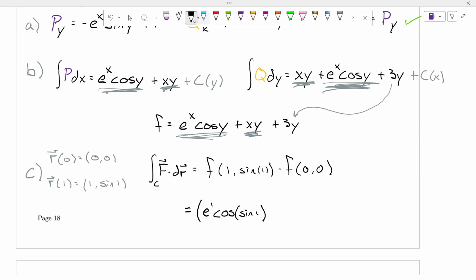An odd kind of function there. But then I want to add to that x times y plus 3y. So 1 times y plus 3y. I'll, for the sake of brevity, call that 4, since 1 plus 3 will be 4, times sine of 1.